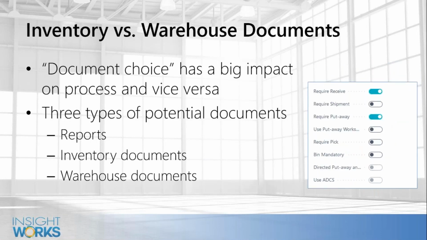So the first one that I wanted to talk about is, when you turn on these different checkboxes, we're going to first focus on what we call inventory documents, which is the basic warehousing. And that document choice, in other words, what do you send out to the warehouse? What pieces of paper or what information do you send out to the warehouse, and how do you get that information out of Business Central? That has a big impact on the process.